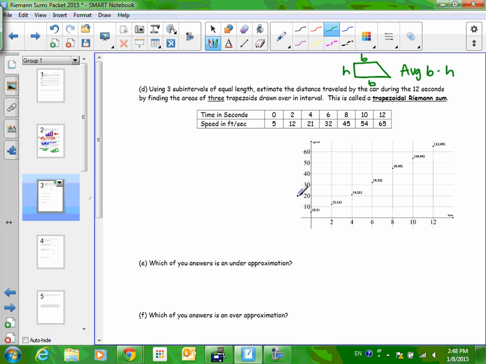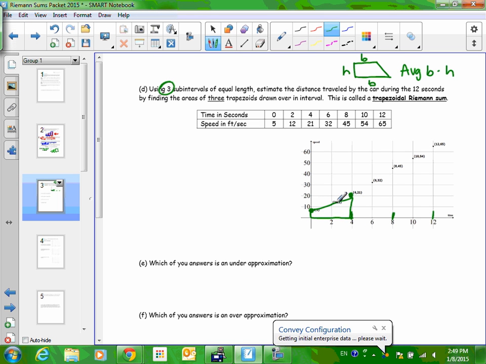Okay, so in looking at this problem, 3 subintervals, we always got to start with the subintervals, by the way. You can't just start drawing rectangles or trapezoids. You got to break it up the way it's supposed to be broken up. And then from there, decide what picture you're going to draw. So on the previous page, I drew rectangles with each of these 3 points. Here, what you're going to do is you're going to take the left point and the right point, and you're going to connect them to make a trapezoid.